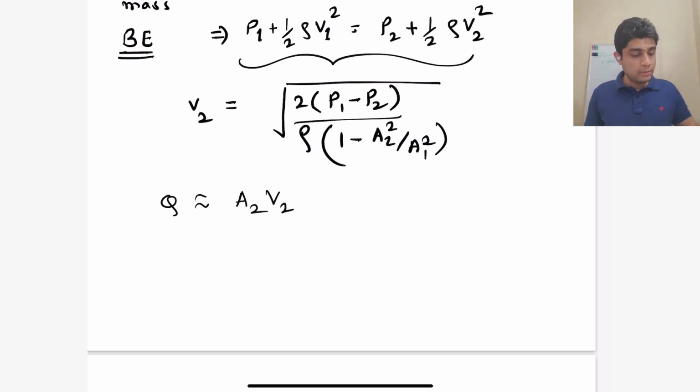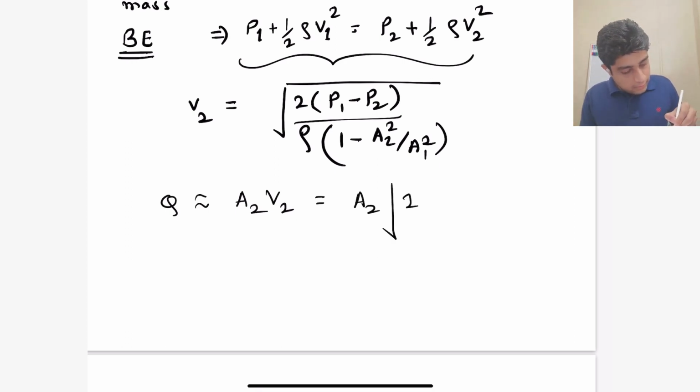and this is an approximate flow rate because we are using the Bernoulli equation, and we have used many assumptions like inviscid flow, which are not exactly true. So this gives us an approximate value for the flow rate, which is just area times the velocity at point 2.